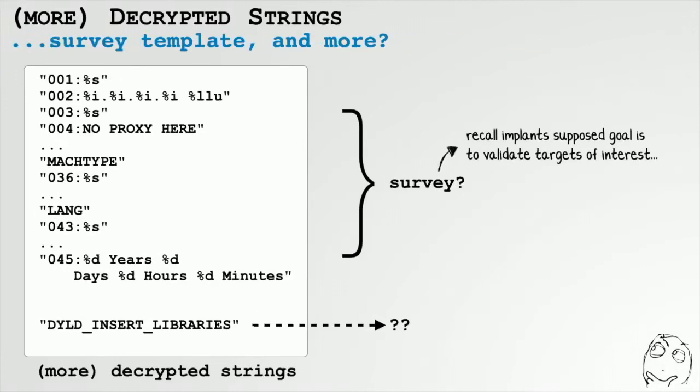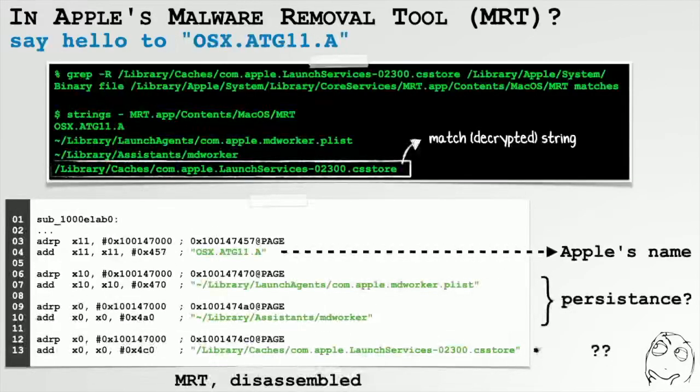Also, we have more decrypted strings. Turns out there are a large number of sequential strings that appear to be related to a survey. This is unsurprising because recall that this implant appears to be a first stage implant, as I mentioned, whose main goal is to figure out if a system is of interest to the agency. And then we also have this DYLD_INSERT_LIBRARIES string, which we might be familiar with in dylib injection attacks. Not sure why that's in there, but it turns out to be rather interesting.